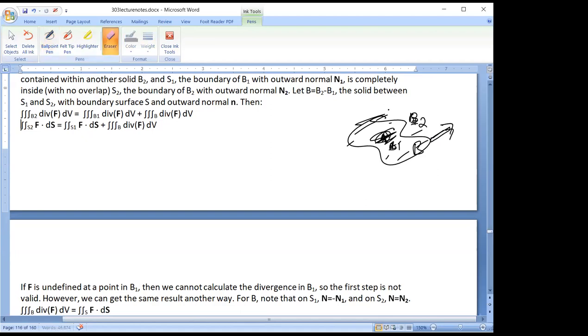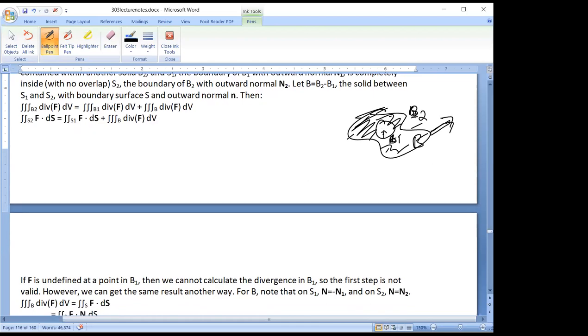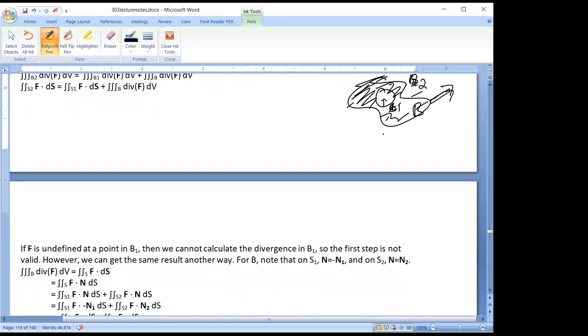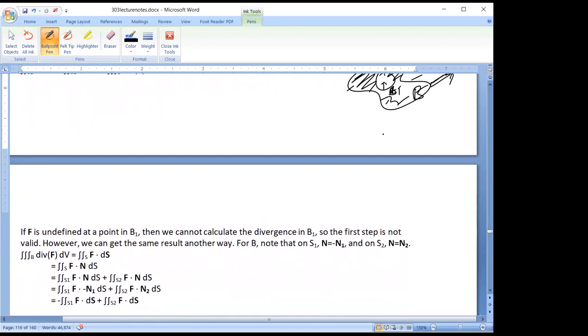Sorry, there's a lot of lines going on there. So here's S1, but relative to B, which is this in-between thing, an outward normal would point in that direction. Outward from B has to point in that direction, which relative to B1 is pointing inward. So you get that its normal is N2 on the outside, but then negative N1 on the inside. Putting that all together, we get exactly the same statement using Gauss's theorem.